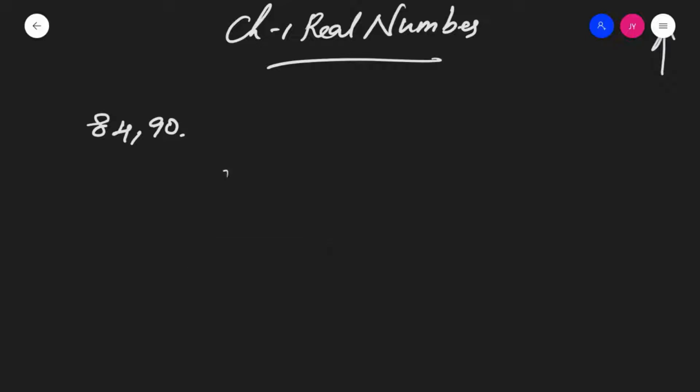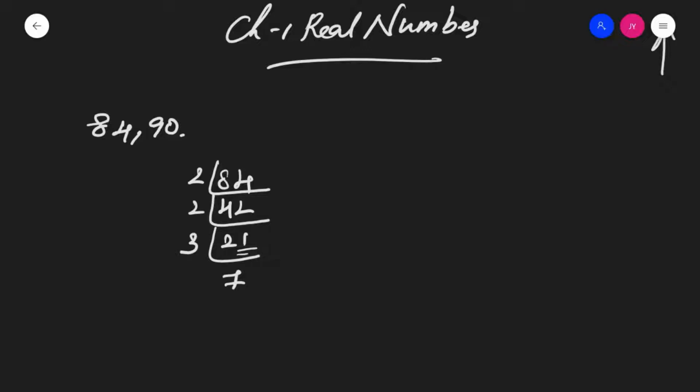So how to prime factorize? 84. What is the first prime number? 2. So 84 divided by 2 is 42. And is 42 divisible by 2? Yes. So what is 42 by 2? It is 21. Is 21 divisible by 2? As it is not ending with an even number, it is not. What is the next prime number? 3. 21 is actually divisible by 3. So 3 sevens are 21.